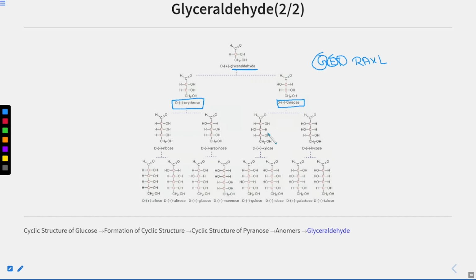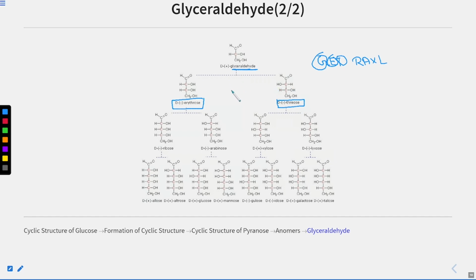Now if I ask you what is the distinction between this and this structure, you will say that on the second carbon we have a change of the spatial arrangement of the hydroxyl group. In this case our OH has been kept on the right side, and in this case our OH has been placed on the left side. So what we have done, we have just introduced one more carbon. We do not have to do anything with the carbon that is present on the bottom side. Only the carbon that has been introduced will have a change in spatial arrangement.